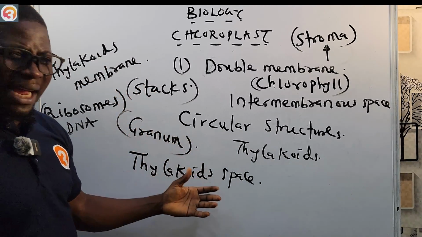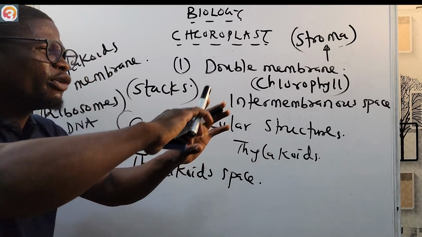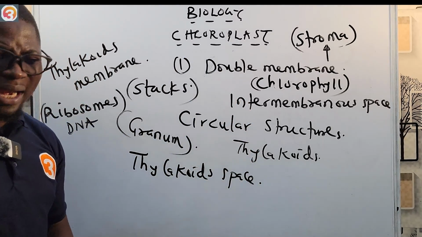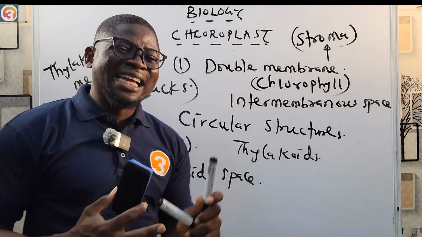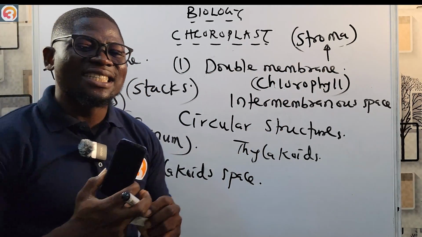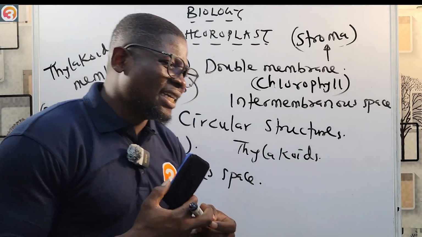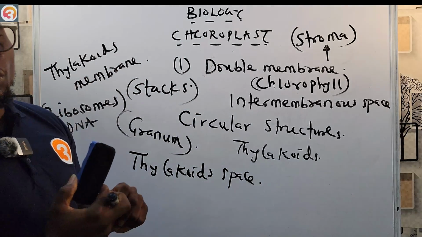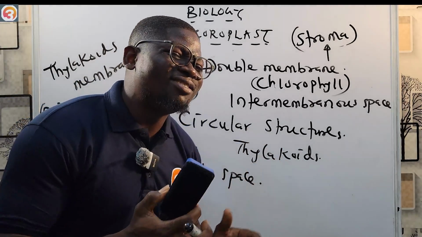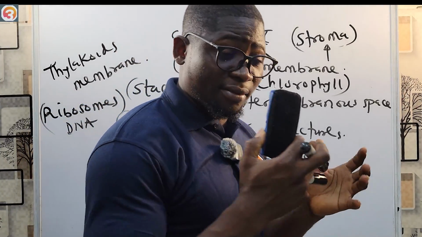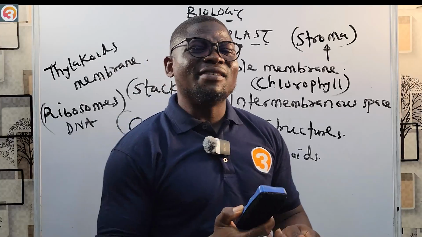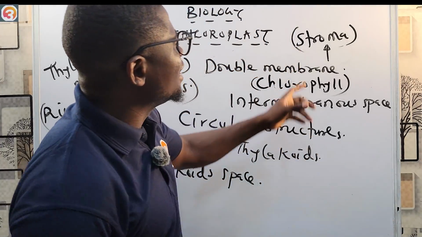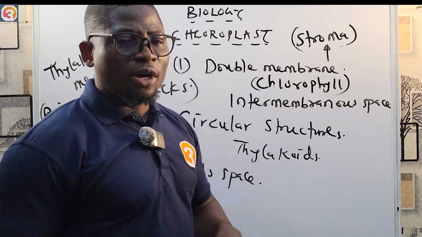Aside from this, the remaining inside of the chloroplast is what we call the stroma, and it is in this stroma that the second phase of photosynthesis reaction takes place. Then it's very important to know a very interesting fact: chloroplasts have their own ribosomes and DNA, which are located in the stroma also.